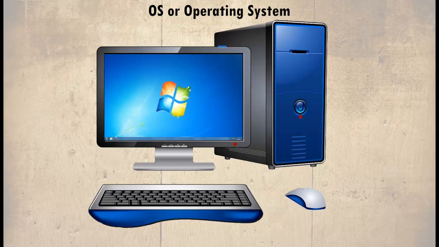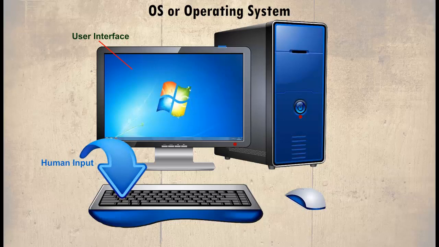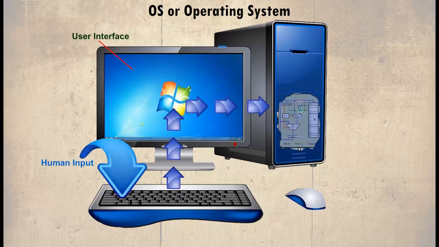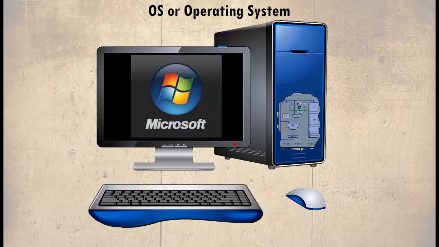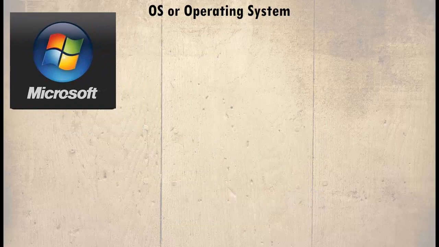An operating system provides a user interface which allows applications to be used and data to be manipulated. Essentially, the operating system will allow human input to be translated into something that can be understood by the computer hardware. Traditionally, Microsoft have dominated the operating system market, and most PC users are familiar with Microsoft Windows. It's important to know that Microsoft products are not the only choice of PC operating system.